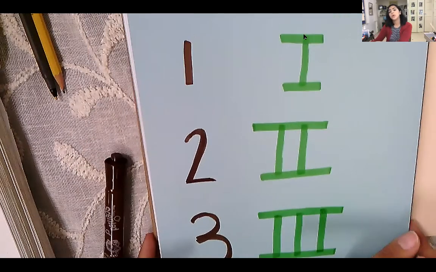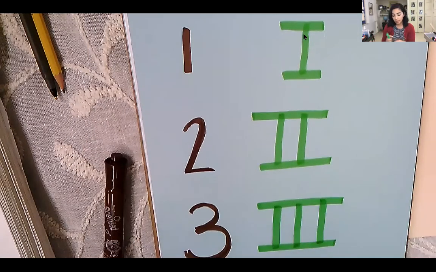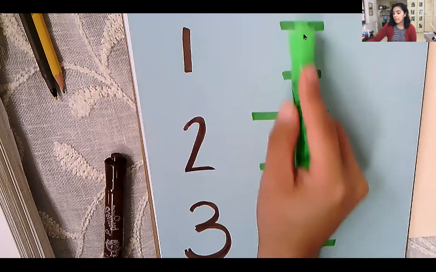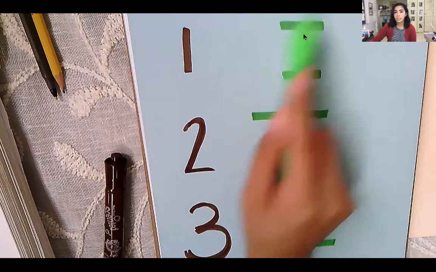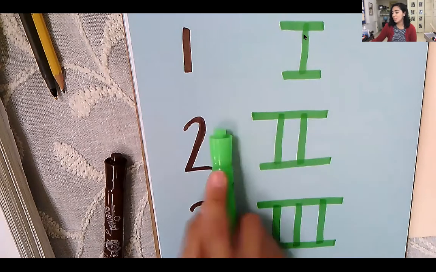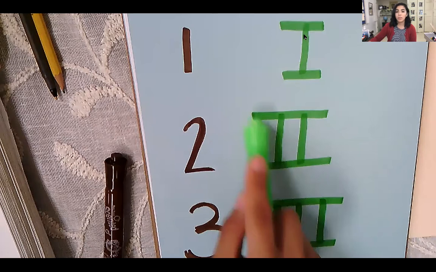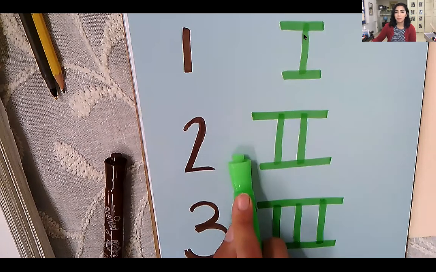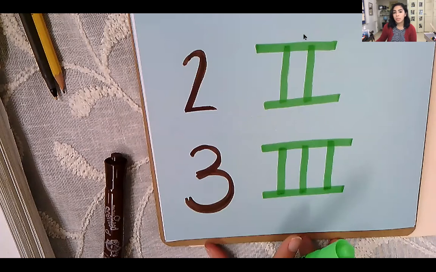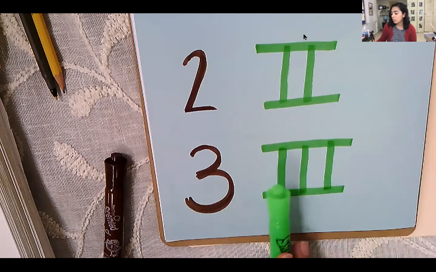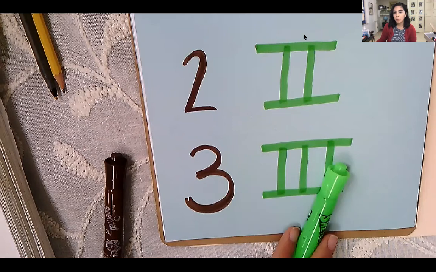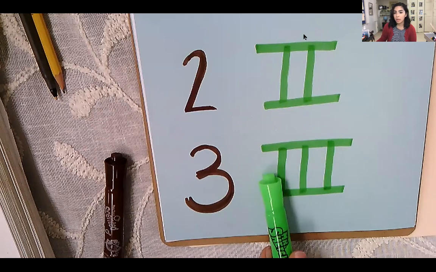So this is how the Romans would write their numbers. 1 is a straight line with 1 horizontal line at the top and 1 at the bottom. 2 is 2 lines with 1 horizontal line at the top and 1 at the bottom. And 3 is 3 lines with 1 horizontal line at the top and 1 at the bottom.